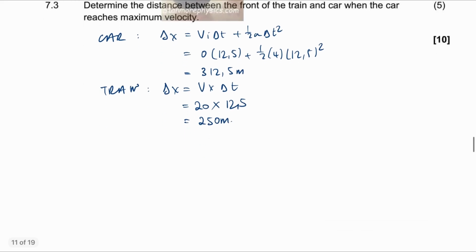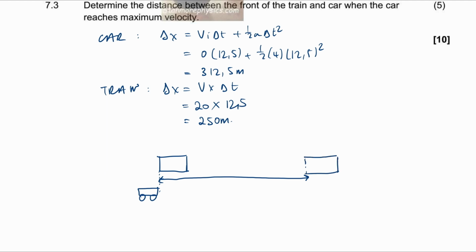Now let's draw a diagram. So the train is here, and this is the back of the train. Now the car is here. So the train travels a distance of 250 meters, from here to here. So the train is going to be at this position, and this is 250 meters. But the train is 180 meters in length. So the distance to this position here, the front of the train, is 180. So that's going to be the total length.